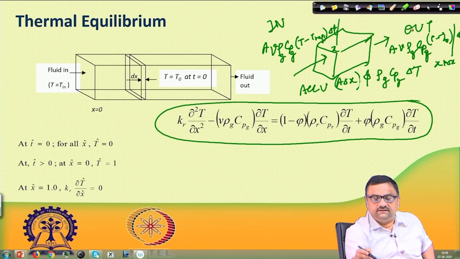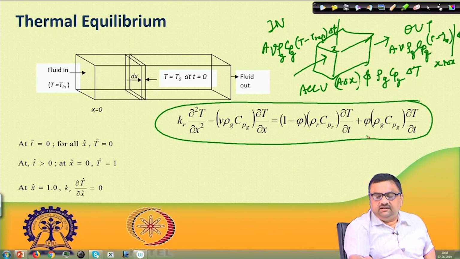So, if you do in minus out, delta x goes to the left hand side, you get V rho G Cpg del T del x term, and this delta T term from in minus out goes to the right hand side to the accumulation as denominator. So, this gives me del T term. But now you can see the accumulation in the fluid phase has a rho G Cpg del T term, with a porosity term hanging around outside.